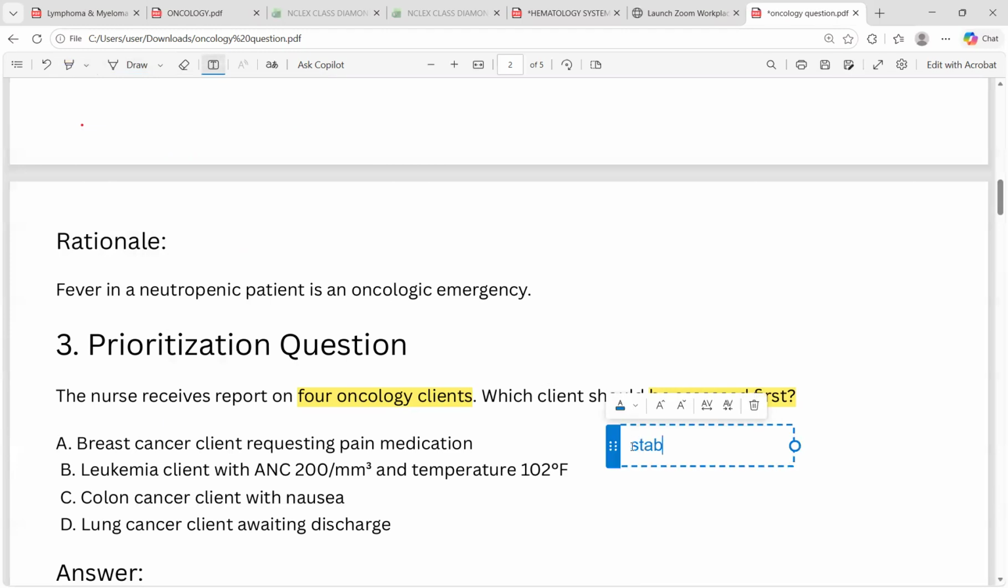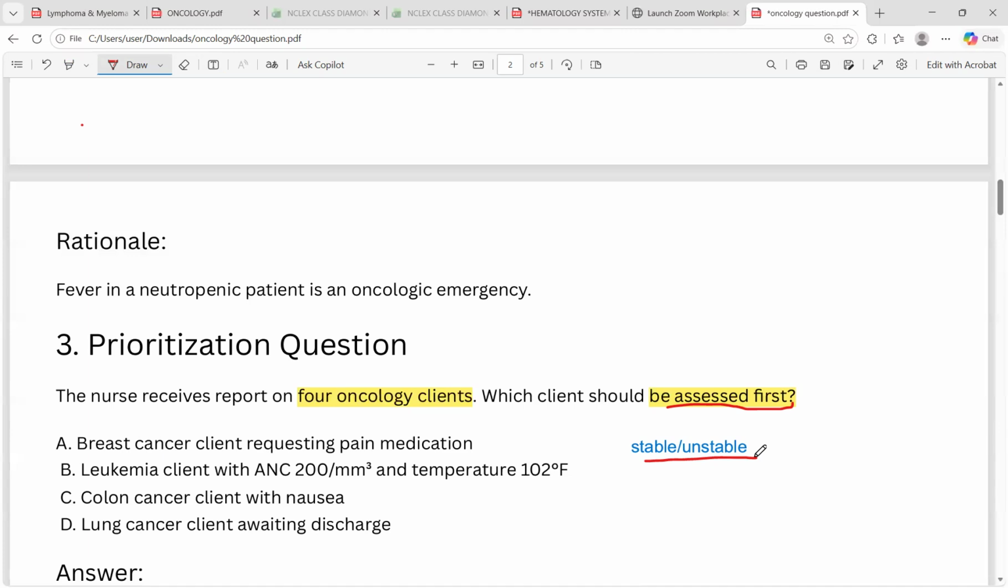ABC is needed, otherwise it is situation based. Stable versus unstable. You just find out which is the unstable patient and which is the stable patient. If you are getting such a question, that means which patient should be assessed first or which client needs immediate attention, you have to apply the strategy stable versus unstable. So you can choose the patient. Unstable patient needs assessment first, stable patient we can assess later.